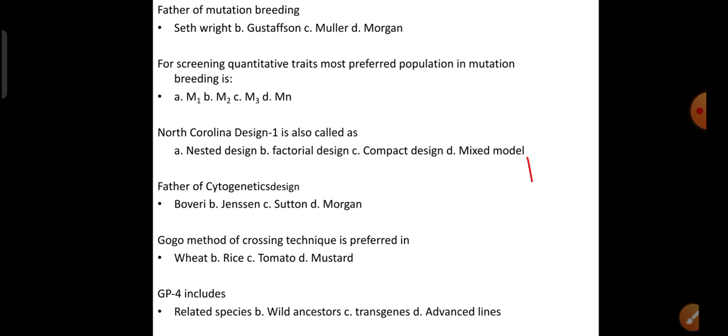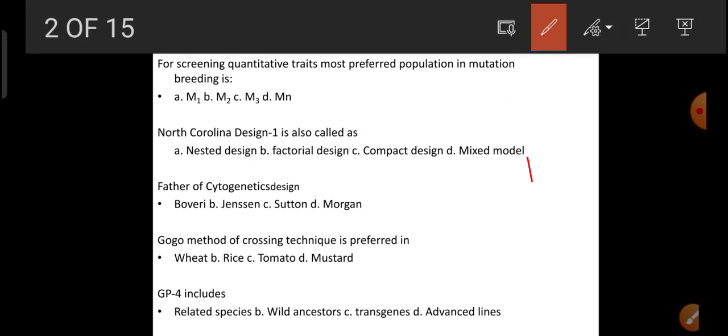The second question is for screening quantitative traits, most preferred population in mutation breeding is, the answer is M3, because if we are screening for the quantitative traits, here the trait identification itself is very difficult. So for that, uniformity is very essential. So we may go for M3 generation. If instead we are taking qualitative traits, means we should screen in the M2 generation.